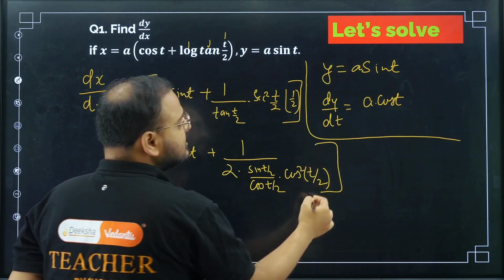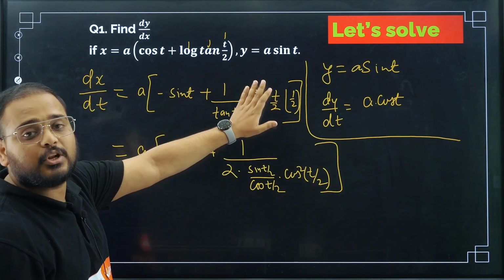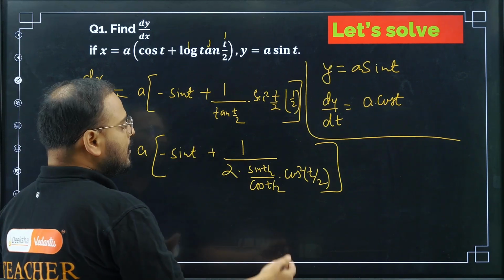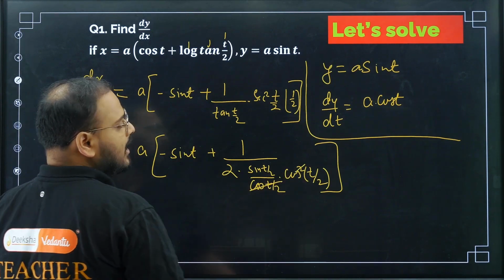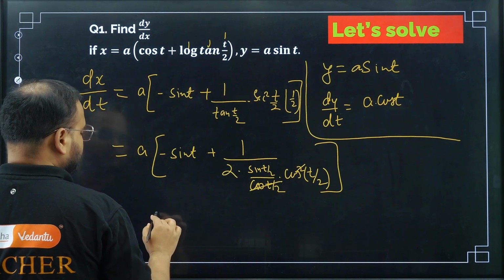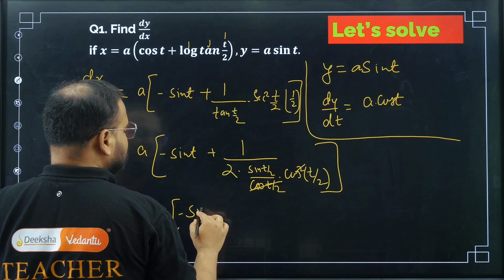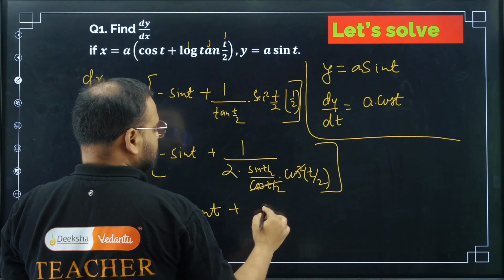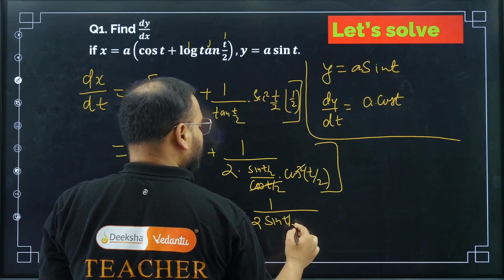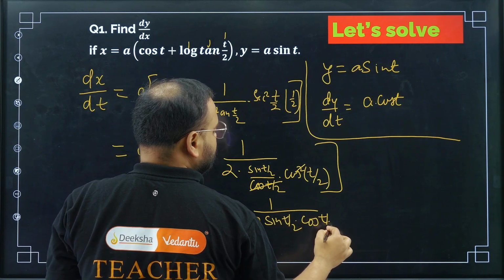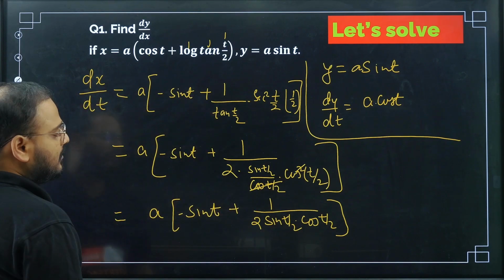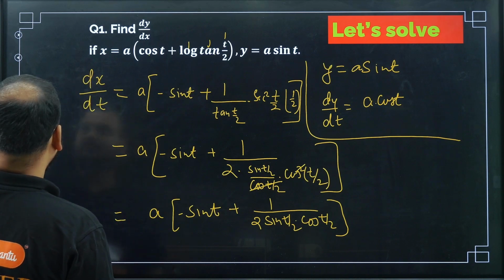I hope all of you are getting this. Secant square is in the numerator. If I bring it in the denominator, it will become 1 by secant, which is nothing but cos. Please check here, cos t by 2 and this will cancel each other. What I'll have left is minus sin t plus 1 upon 2 sin t by 2 times cos t by 2. Yes or no? One of the cos is cancelled, so I have only one cos t by 2 left. Okay, alright, so now let's check this out.